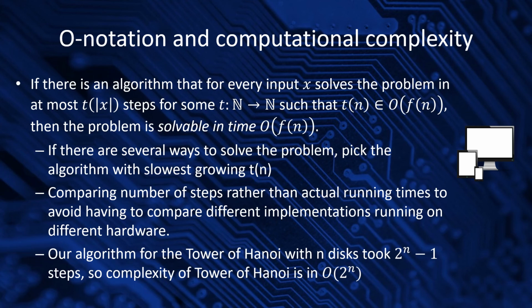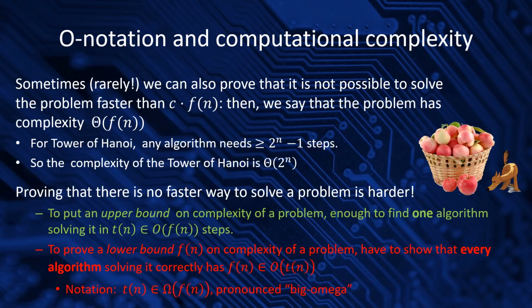So as an example, we had a way of solving the Tower of Hanoi puzzle, which had 2 to the n minus 1 steps to move n disks. So we could say that the complexity of solving Tower of Hanoi is big O of 2 to the n.